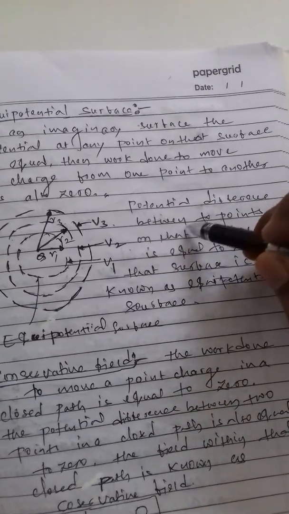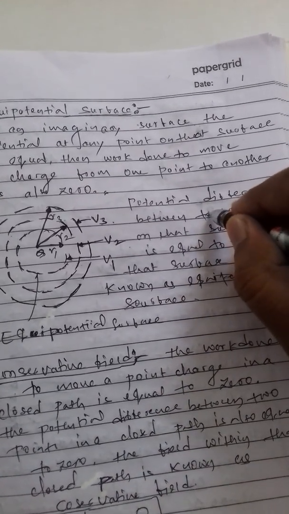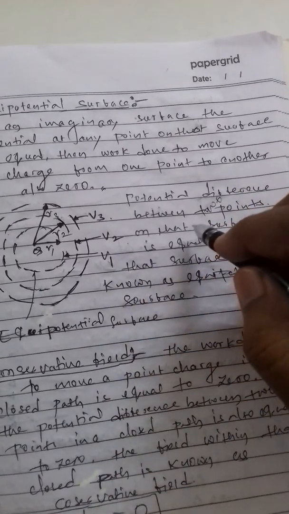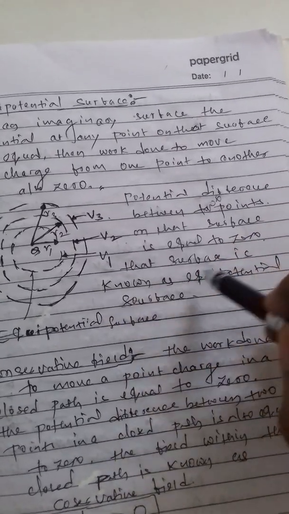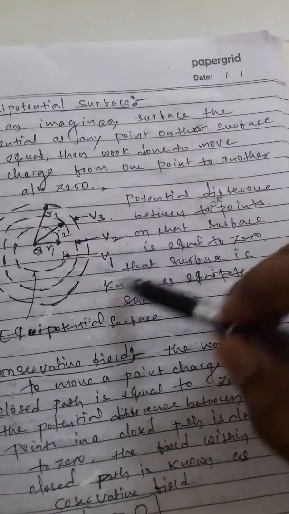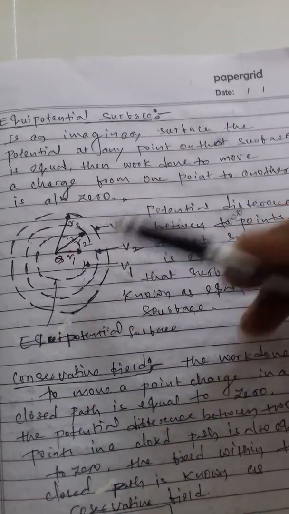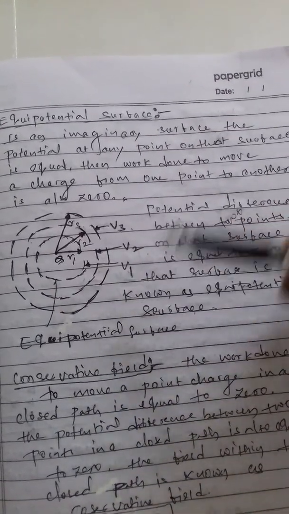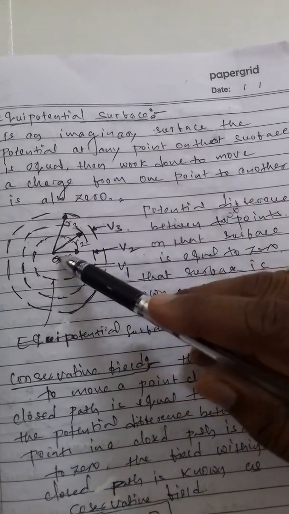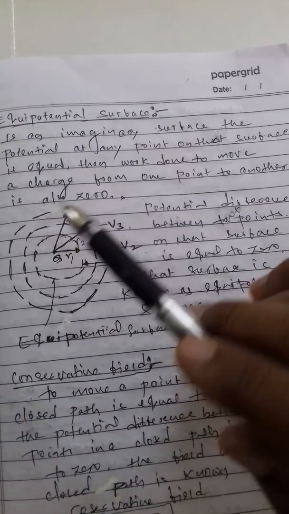The potential difference between the 2 points on that surface is equal to 0. That surface is known as the equipotential surface. The potential difference between the 2 points on that surface is also equal to 0, because the potential at any point on that surface is equal, since that surface is at equal distance from the charge.